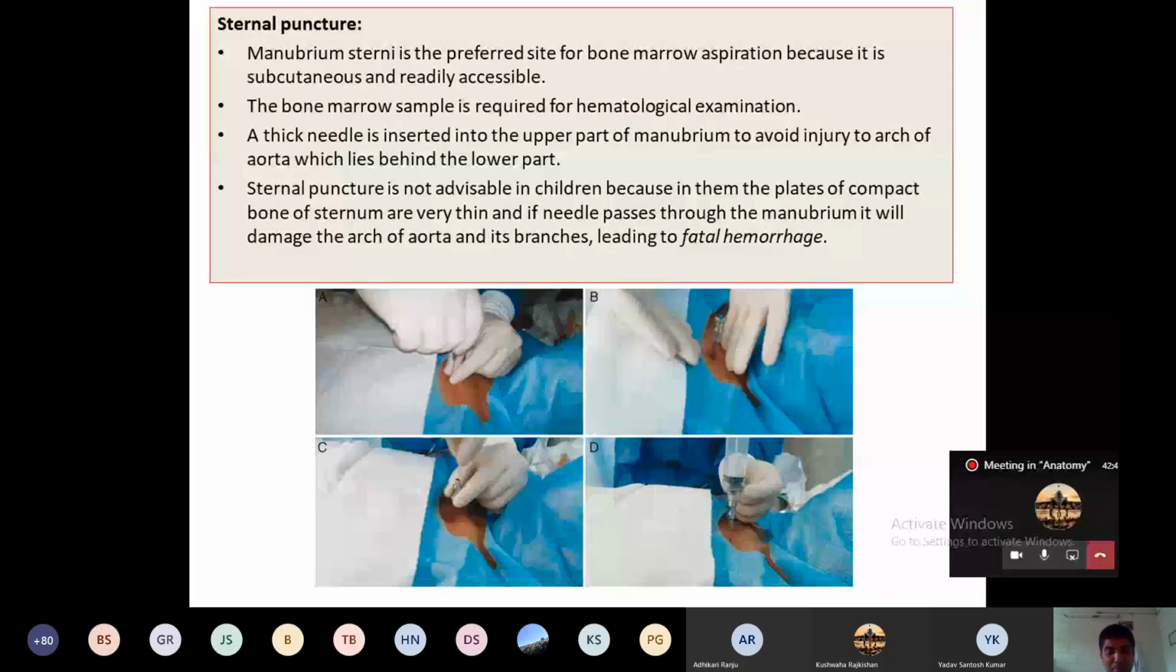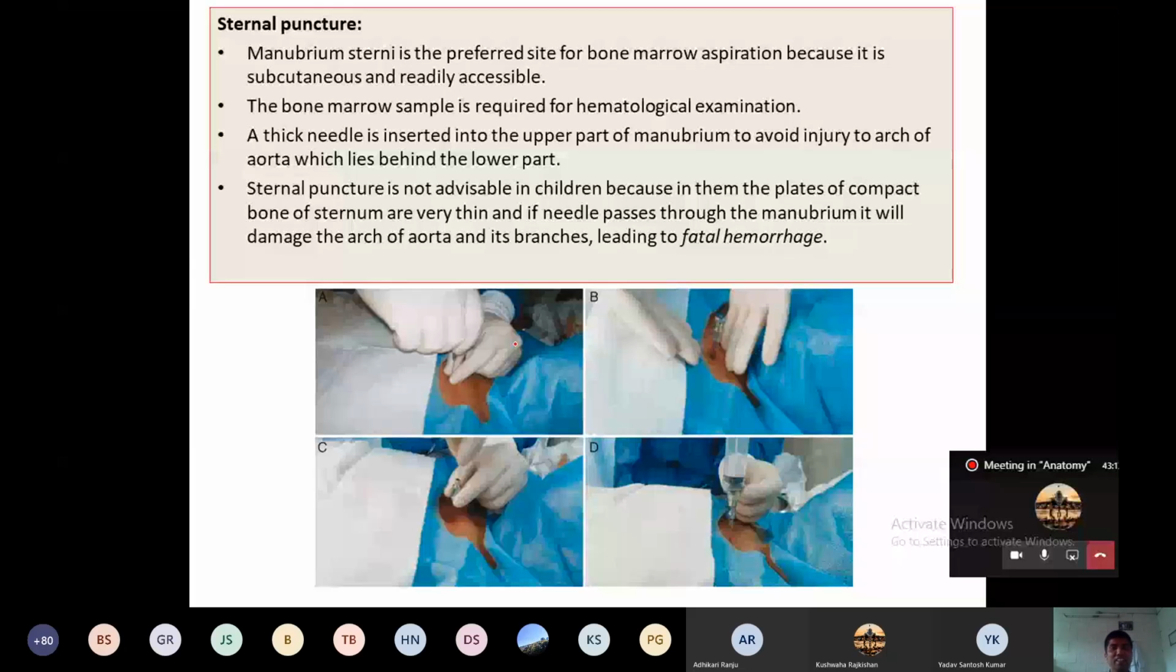With this, I have completed the anatomical part. Now we'll go into the clinical part related to the sternum. So sternum we can utilize for the sternal puncture. Again, see here in the diagram, you can see sternal puncture procedure is going on, and it is done for the aspiration of the bone marrow for the pathological examination.